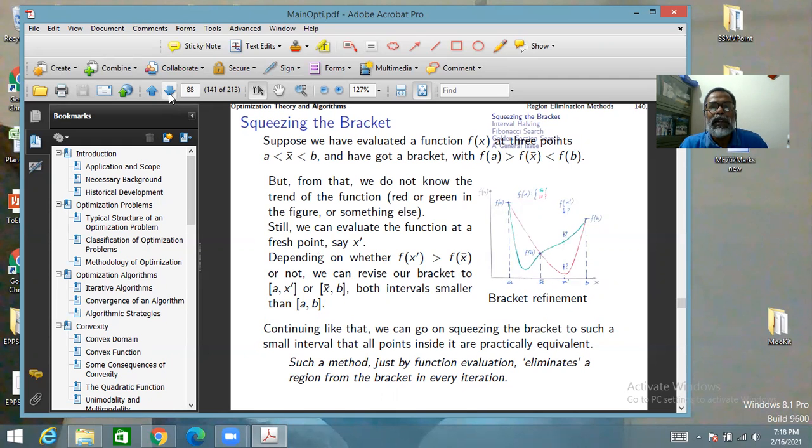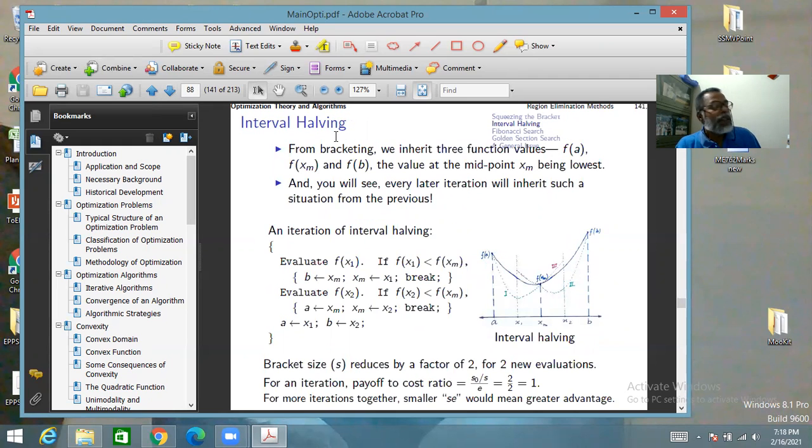Simplest is interval halving. Say from bracketing, we inherit three function values, at the extreme points of the interval, A and B, and the midpoint, xm. This is what you would get if you do the bracketing by constant step size. So you evaluated here, here, here, and discovered the bracket. So at the two extreme points and at the midpoint, you have the function value. Midpoint value is lower. Fine. So these three function values we inherit from the bracketing.